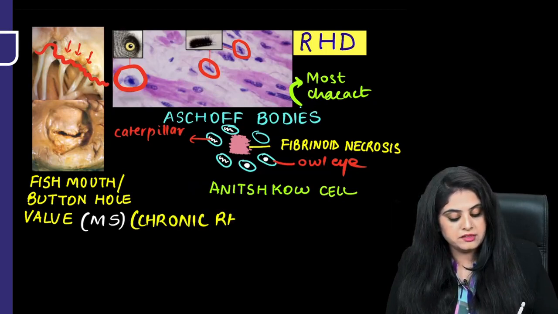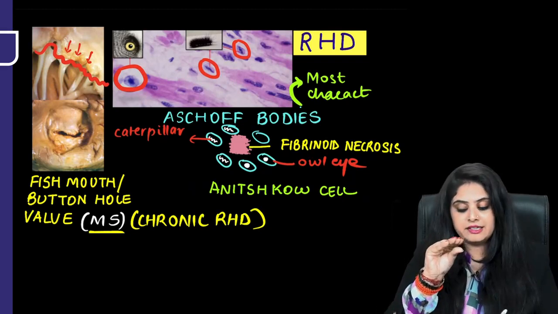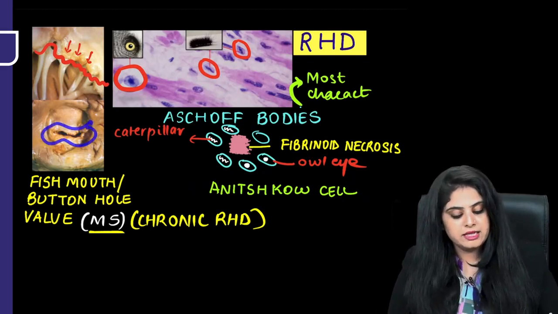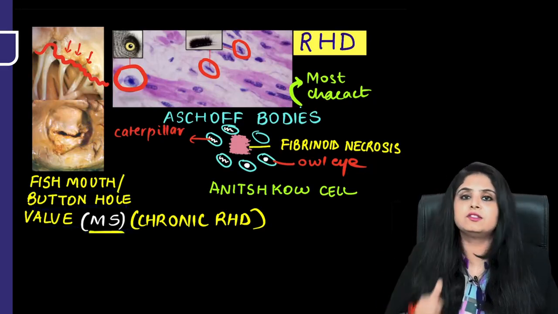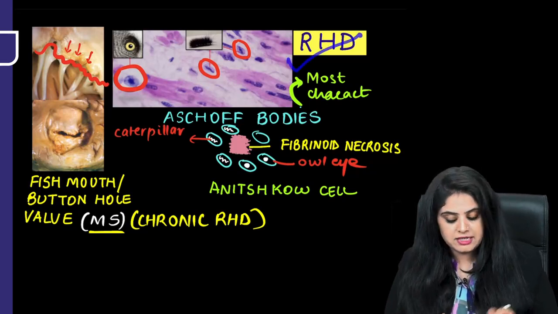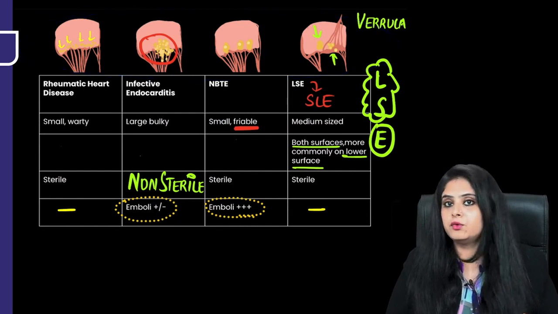Chronic rheumatic heart disease mein mitral stenosis is noted. Mitral valve stenosis, narrow. Kaisa dikhega? It's looking like a fish mouth, or a buttonhole valve. When the mitral valve is stenosed, it means it's a long-term situation. Rheumatic heart disease seems to be done, and I hope everyone's understood all the different endocarditis photos also.